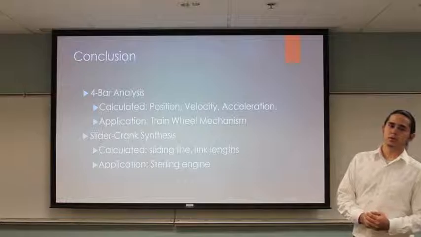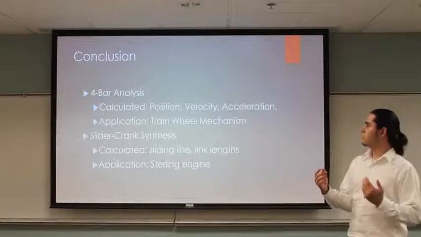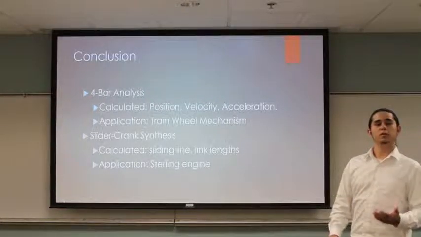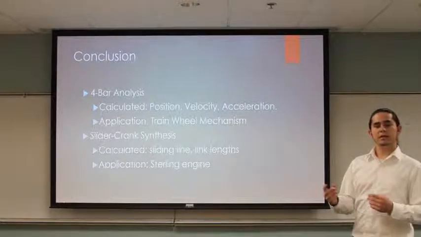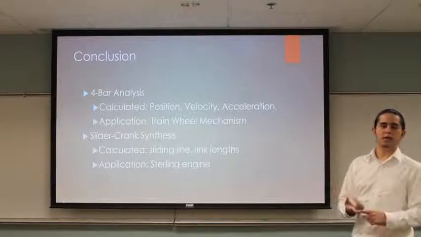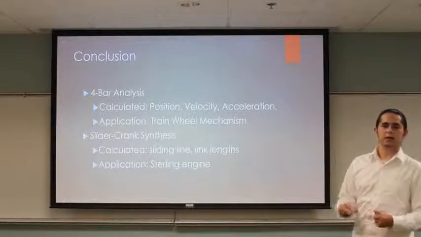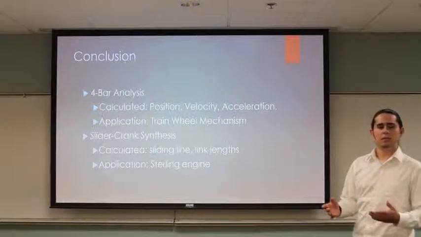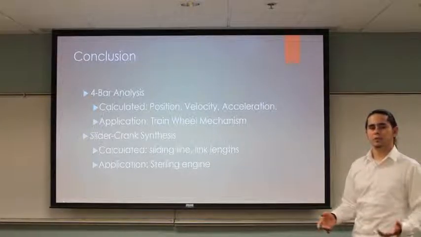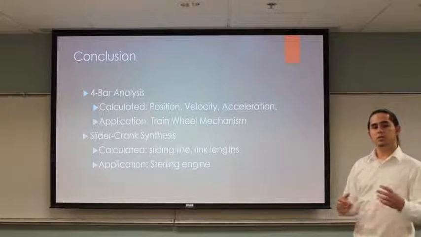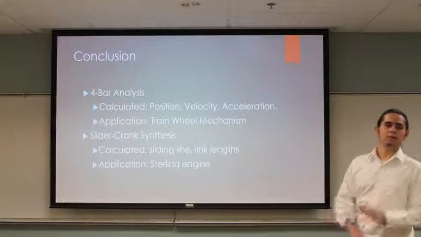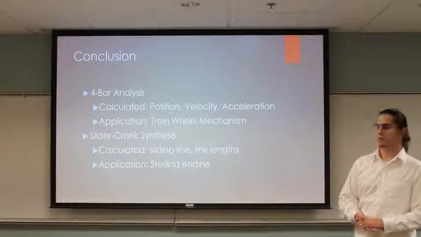In conclusion, using a 4-bar analysis, based on the 4 link lengths, we obtained a position analysis, a velocity analysis, and an acceleration analysis. And based on these analyses, we determined that the best application for that particular mechanism was a quick return mechanism inside of a train's wheel systems.